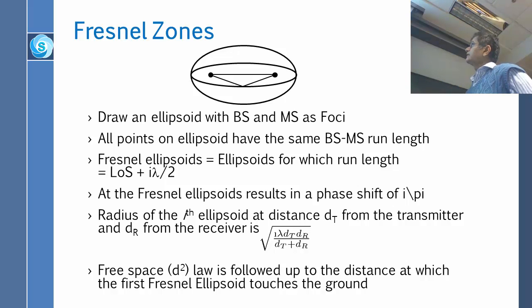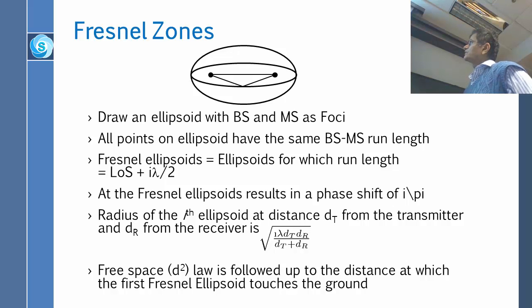All Fresnel ellipsoids result in a phase shift of I times pi. Alright, it should be really the symbol pi, not the letter. So I times pi, and this should be I divided by, not a backslash. The radius of the ith ellipsoid, at distance dt from the transmitter and dr from the receiver, is the square root of I times lambda times dt times dr upon dt plus dr.